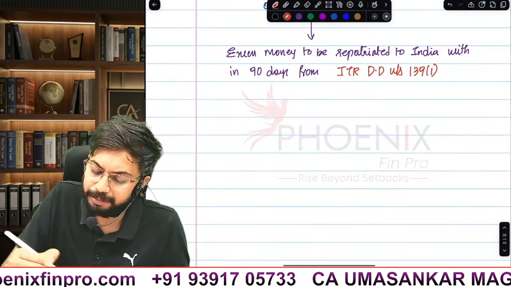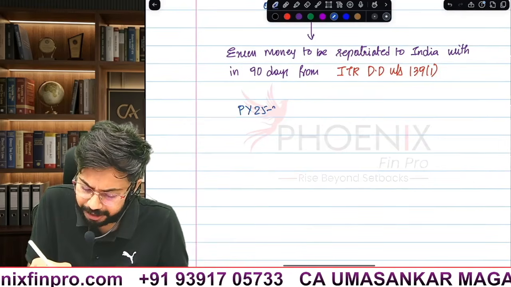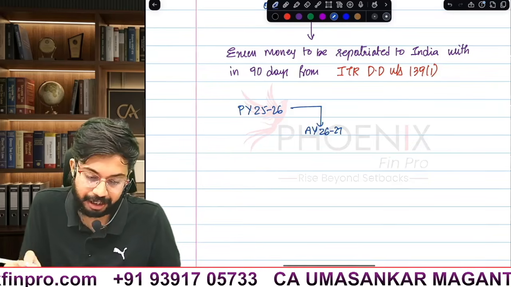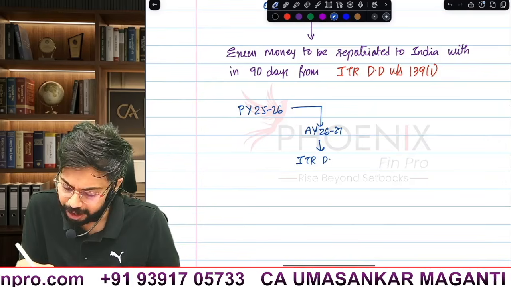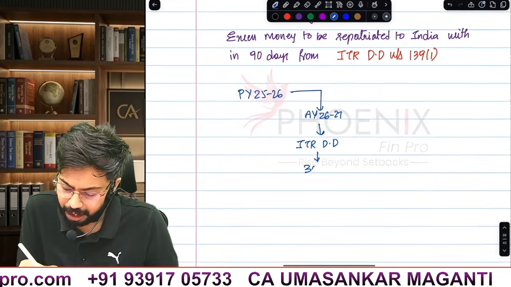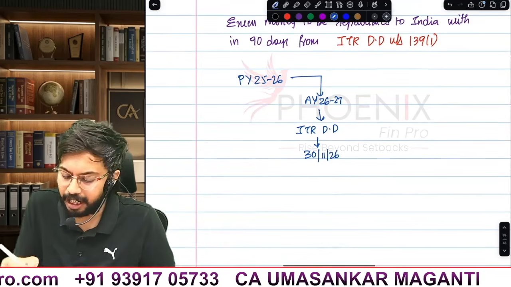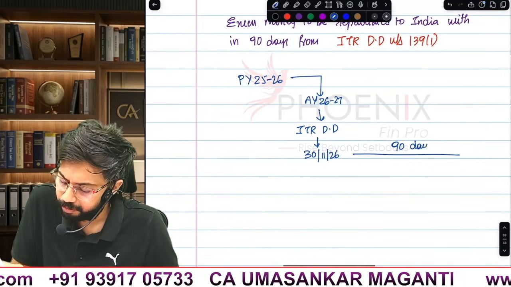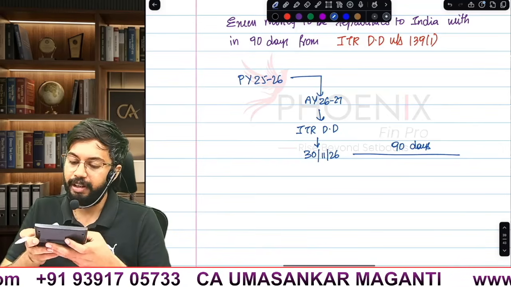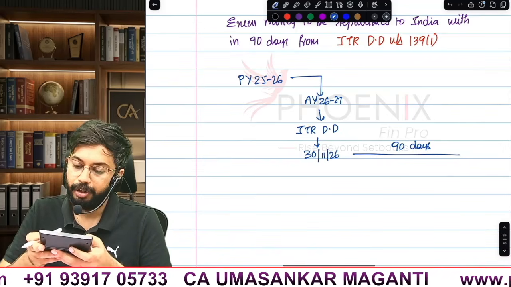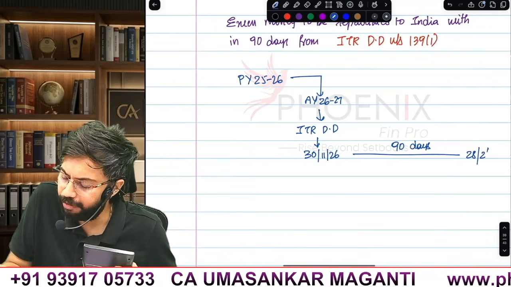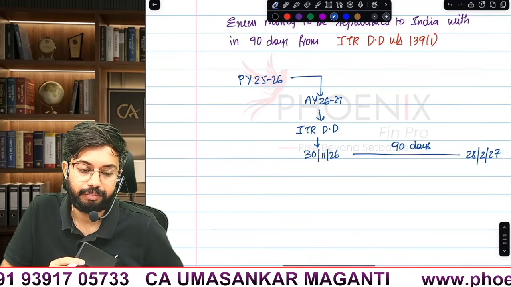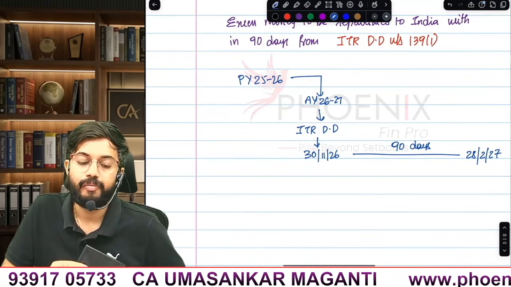I will tell with one example. Let's say previous year 25-26 is there. What is ITR due date? Corresponding assessment year is assessment year 26-27. For 26-27, what is ITR due date? ITR due date is 30 November 2026. Starting from 30 November 2026, calculate 90 days. December 31, January 31, February 28. So 28th February 27. Exactly 90 days. Okay. Next.